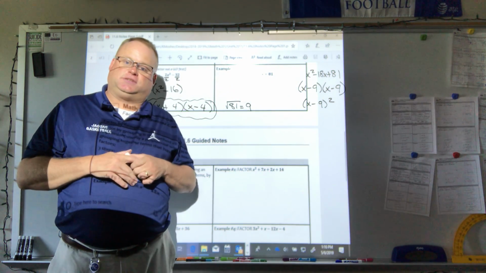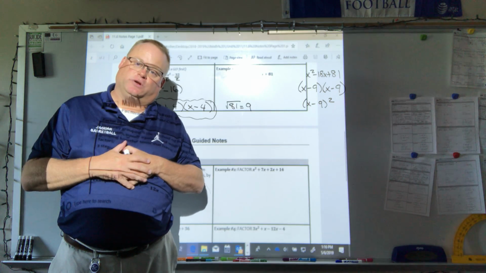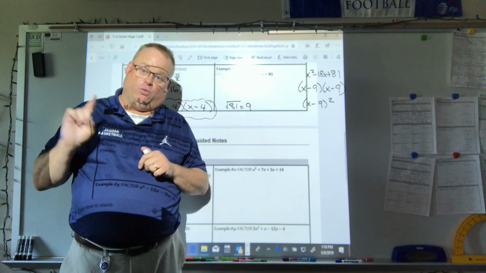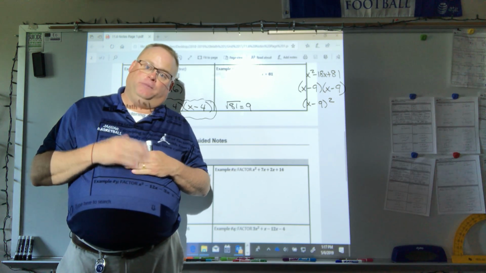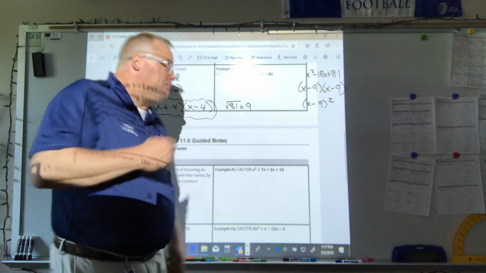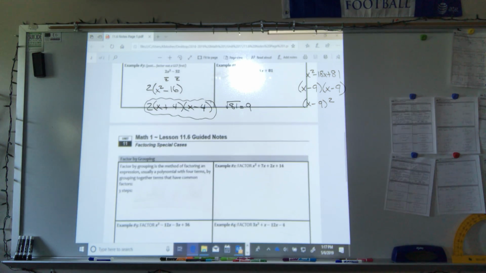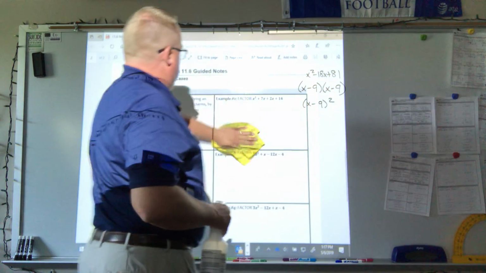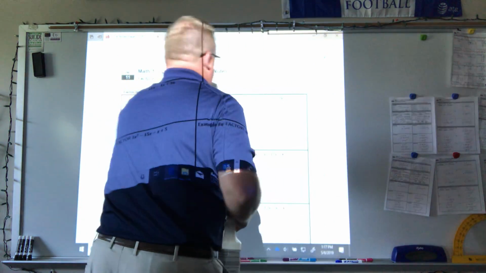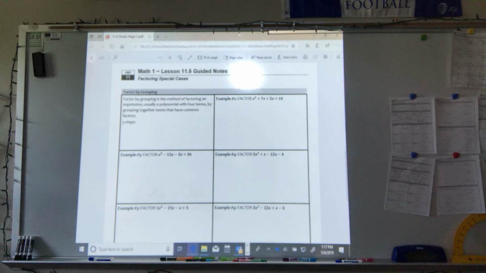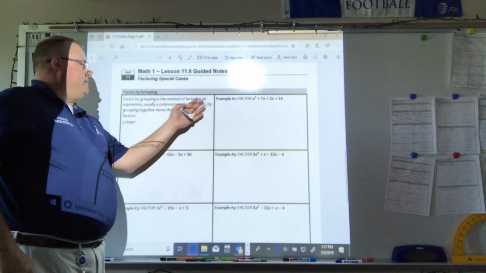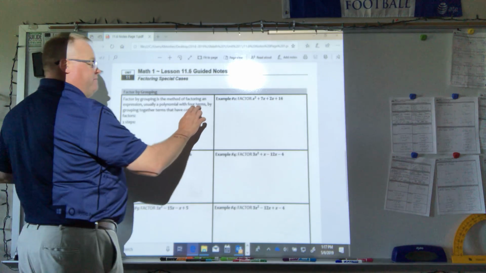All right, so this is special cases. Now we're going to turn the page and we're going to factor by grouping. We need factor by grouping for day 7 notes when A is greater than 1. Okay, we need factoring by grouping because A is greater than 1. Okay, so turn the page. All right, factor by grouping. First, factor by grouping is a method of factoring an expression using a polynomial with 4 terms.